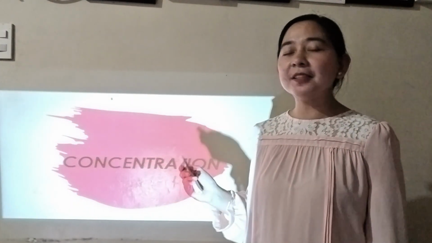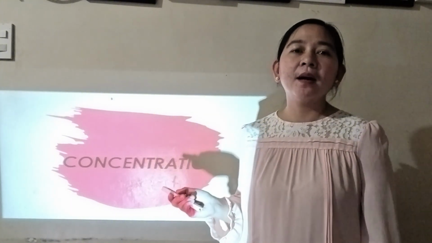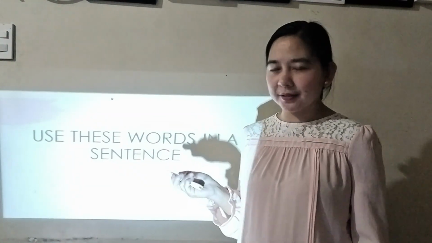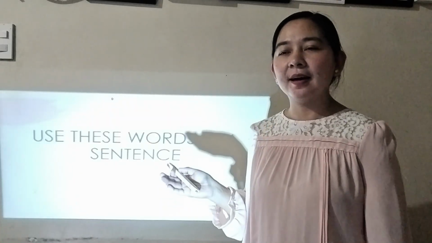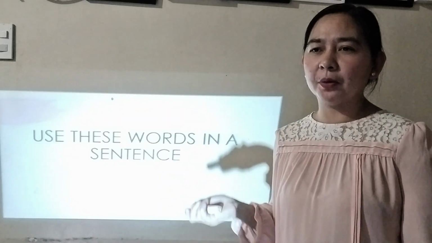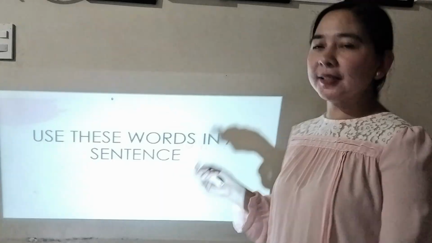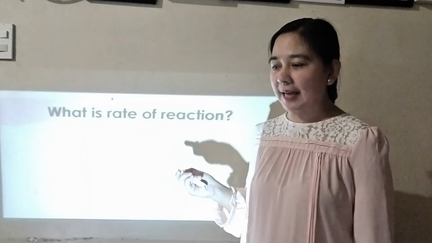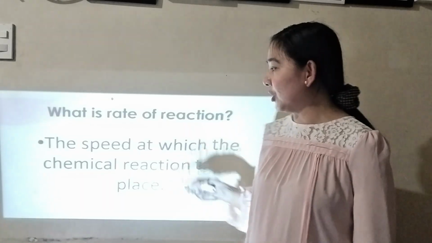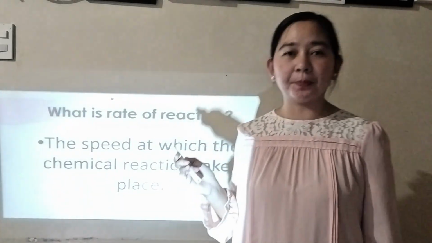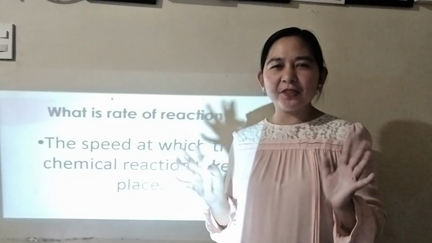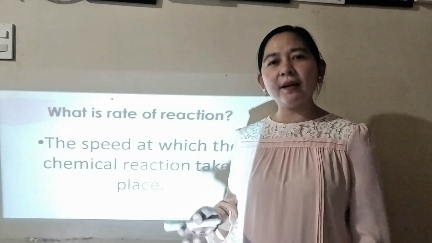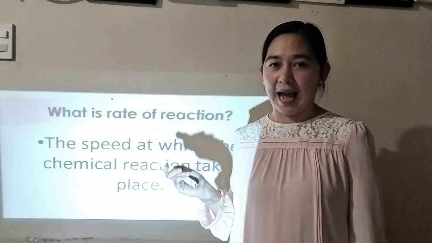Actually, these are the terms that we're going to use for our discussion. I want you to make a short sentence about the words that we have in our lesson. What are those words again? Good job. What is the rate of reaction? According to this, the rate of reaction is the speed at which the chemical reaction takes place. So there are different speeds at which a reaction takes place. Sometimes it's slow, sometimes it's fast, and there are factors affecting the rate of reaction.